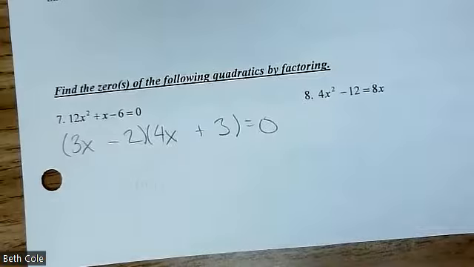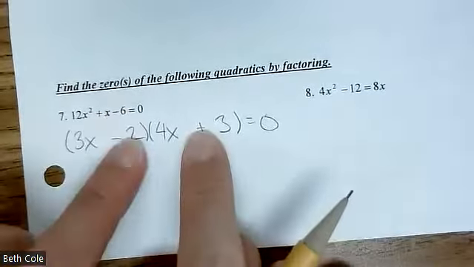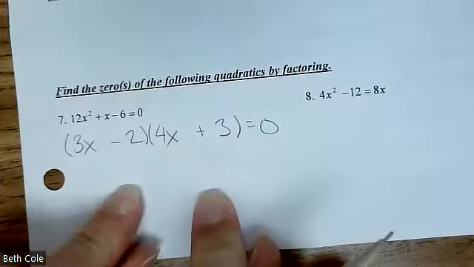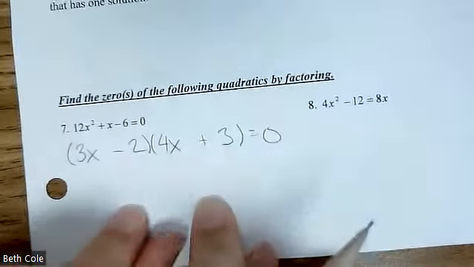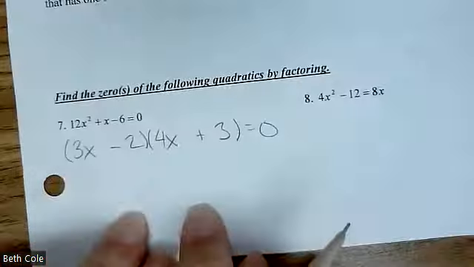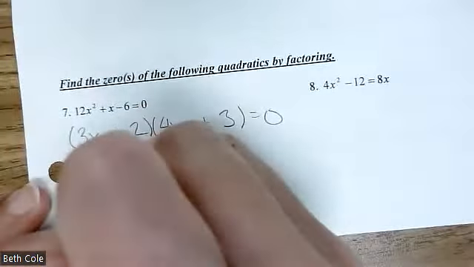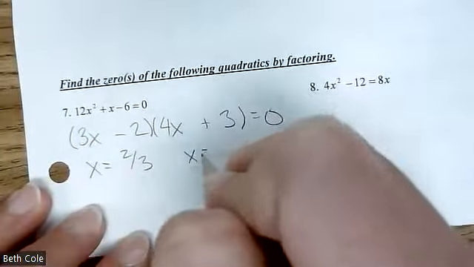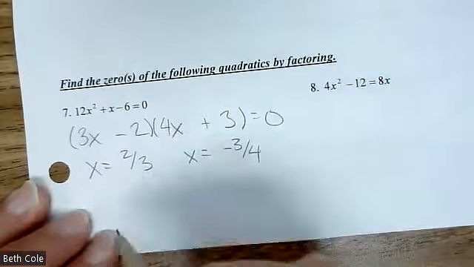And if you get stuck on the factoring, make something up and then solve it, because I can give you a point if you solve what you made up. Does that make sense? Make something up here and then solve it. I can give you the point for the answers. This one will be 2/3 and this one will be negative 3/4. Good.